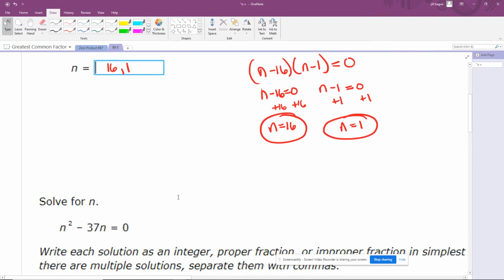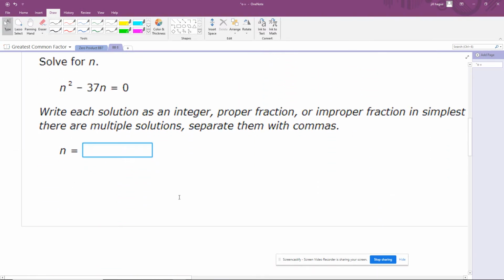So you've got to review your factoring stuff or you're going to struggle with this a little. Okay, so on this one, n squared minus 37n equals 0. All right, it looks a little different because there's a number missing. What do we always do when we start? Write the problem down over here, n squared minus 37n equals 0. We always start by seeing if we can find a GCF, and in this case we can. We can take an n out. So we have n times n minus 37 equals 0.